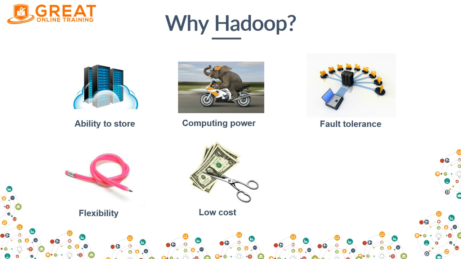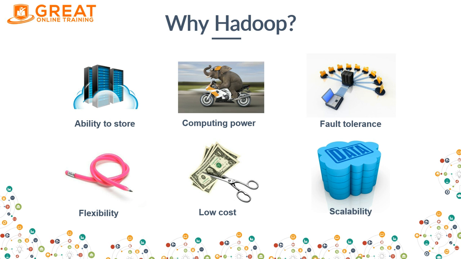The next one is low cost. As I already told you in the definition, Hadoop is an open source software framework. That means the software is free, and also you will have commodity machines, commodity hardware, which are also very cheap. So Hadoop is very cheap. The last one is scalability. You can easily grow your system to handle more data simply by adding nodes. That means if you want to store more data and process more data, you can have more machines. You can simply add machines whenever required, but a little bit of administration is required for that. This is the importance of Hadoop.